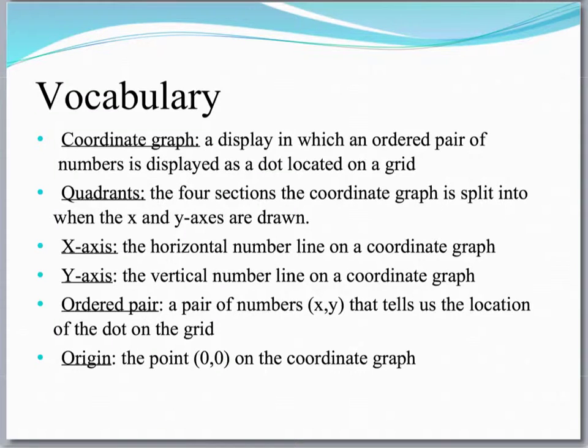Now we come to the x and y axes. The x-axis is the horizontal number line on a coordinate plane. So the key word there is horizontal. The y-axis is the vertical number line on a coordinate graph. And again, the key word there is vertical.